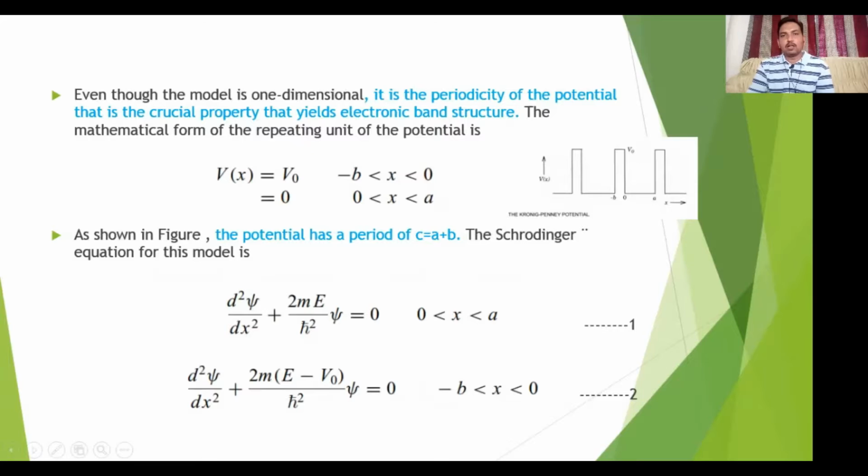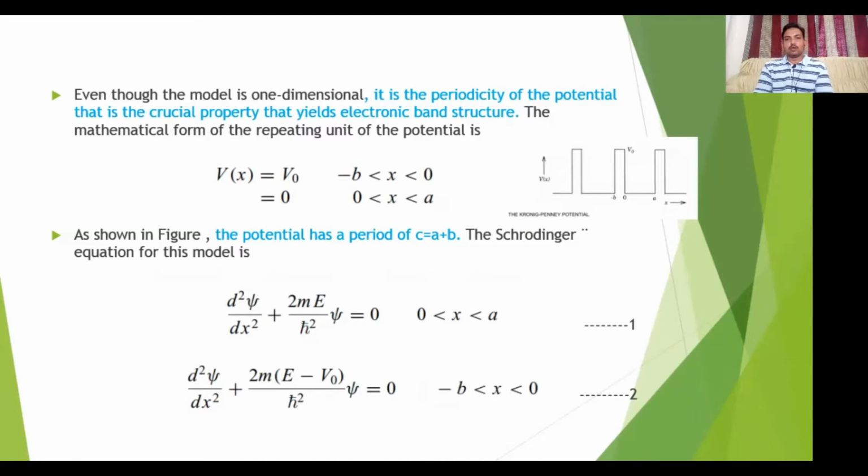Although we are dealing with a model which is a one-dimensional array of potential wells, the important thing is its periodicity. It is the periodicity of the potential that plays a crucial part, which is a crucial property that results in the electronic band structures.